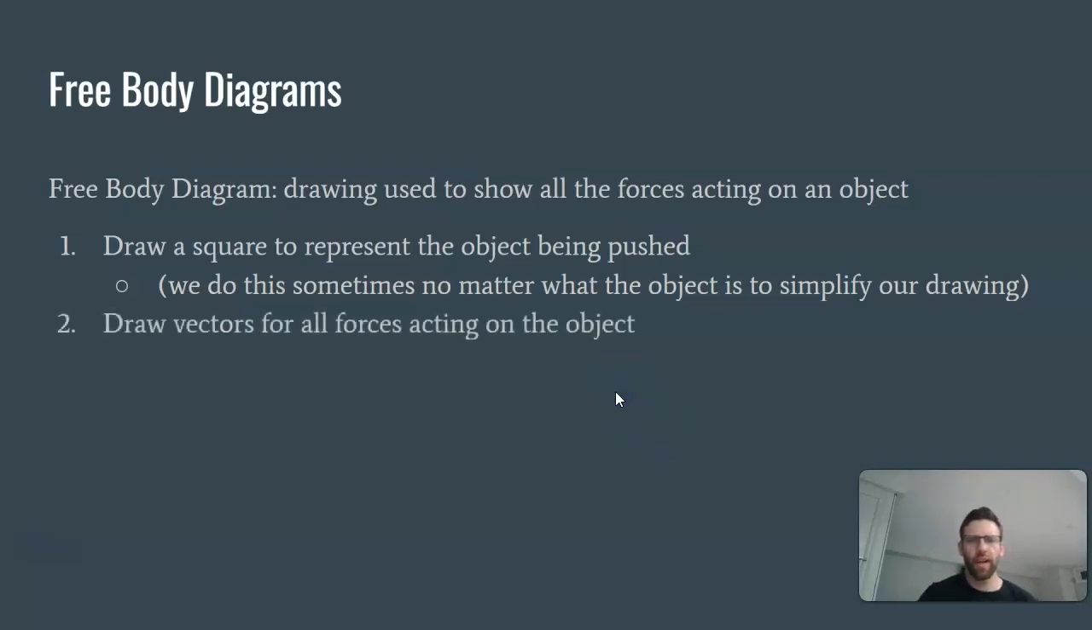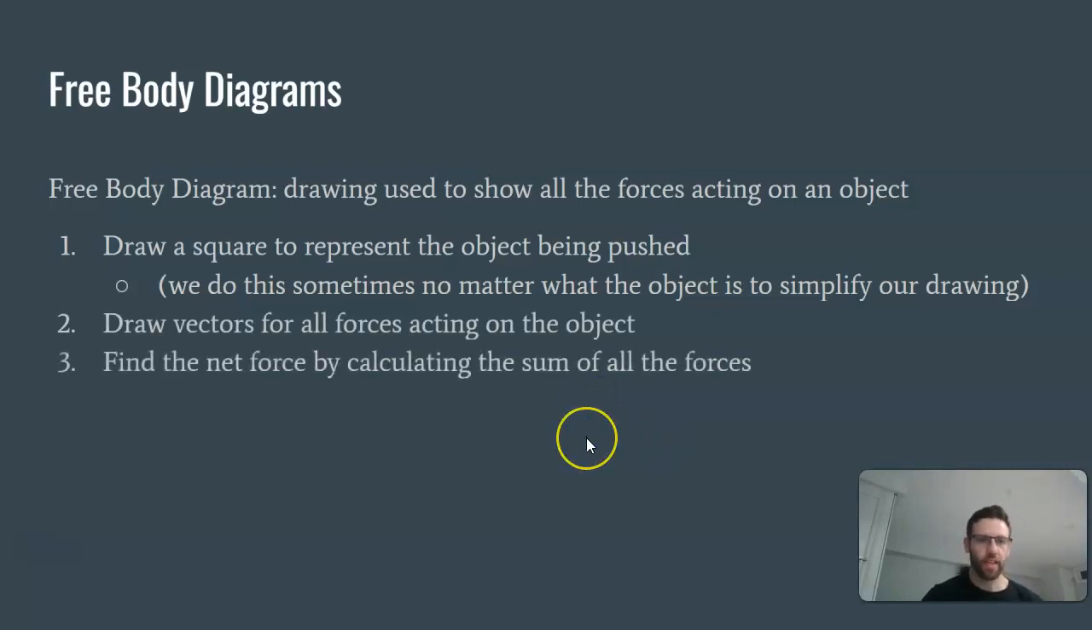And then you want to draw vectors for all the forces acting on the object. And then you want to find the net force by calculating the sum of all the forces. Once you have drawn all your forces, you can see which one's going left, which one's going right, and then you can add them all up to find your net force.